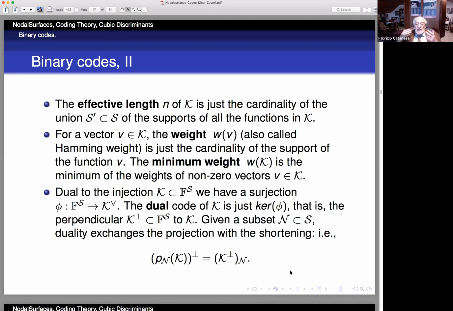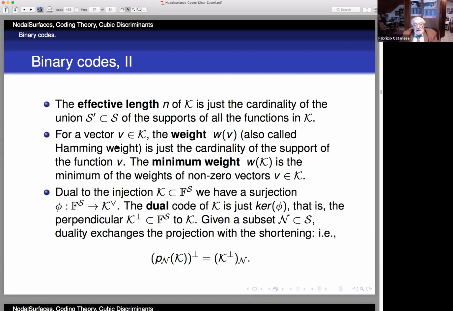Of course, you can take a code and add as many zeros as you like, but this doesn't really make the code more complicated. So the effective length n is the cardinality of the union S prime of the supports of all the functions in K.